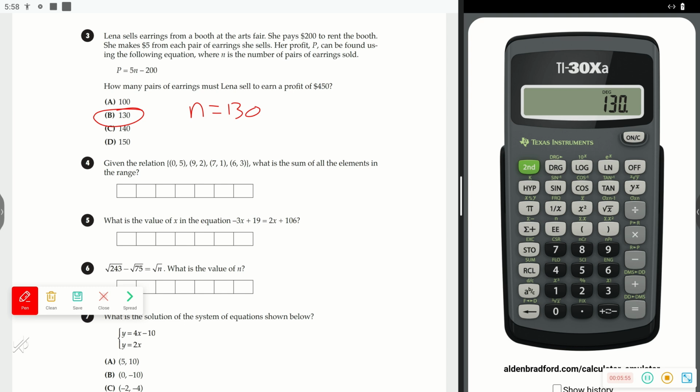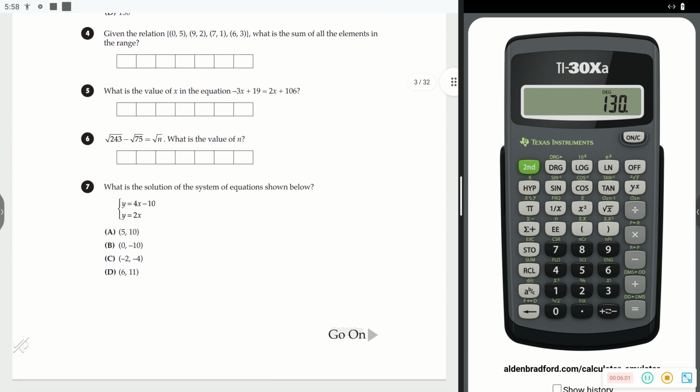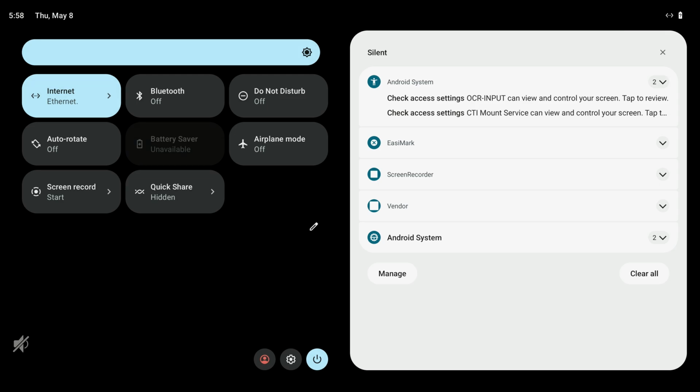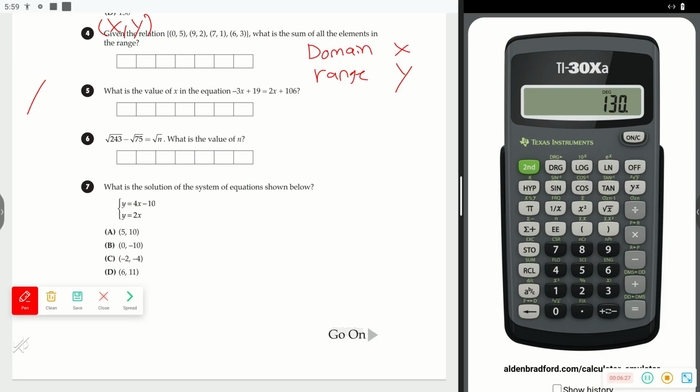So 130 was the answer for number 3. Let's go to number 4. Number 4, it says, given the relation shown here, what is the sum of all of the elements in the range? So if we remember, the domain is the possible x values, and the range is the possible y values. So if these are ordered pairs, the ordered pairs are always going to be x comma y, just like that. So this is going to be x and y, x and y, x and y, x and y. So what is the sum of all the elements in the range?